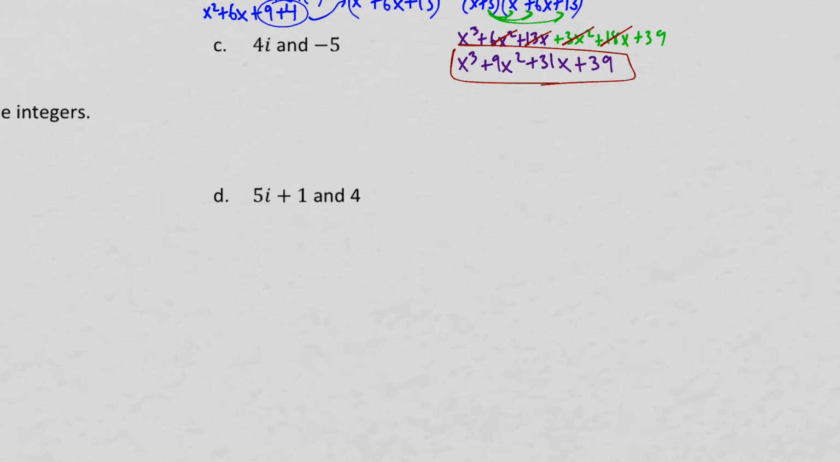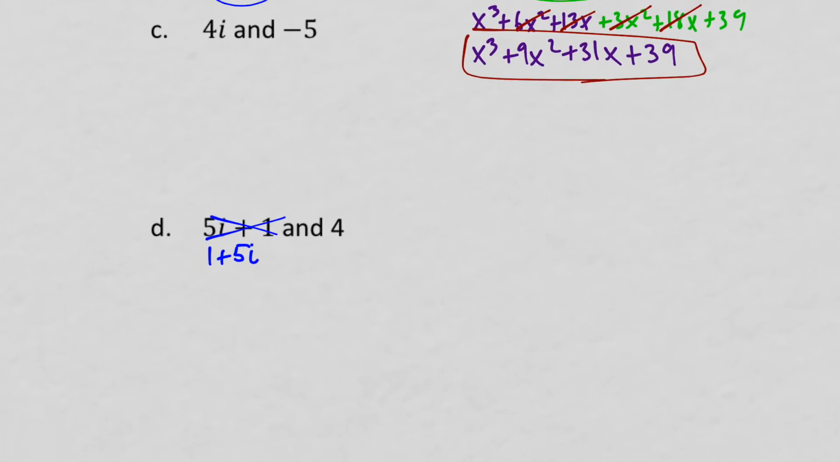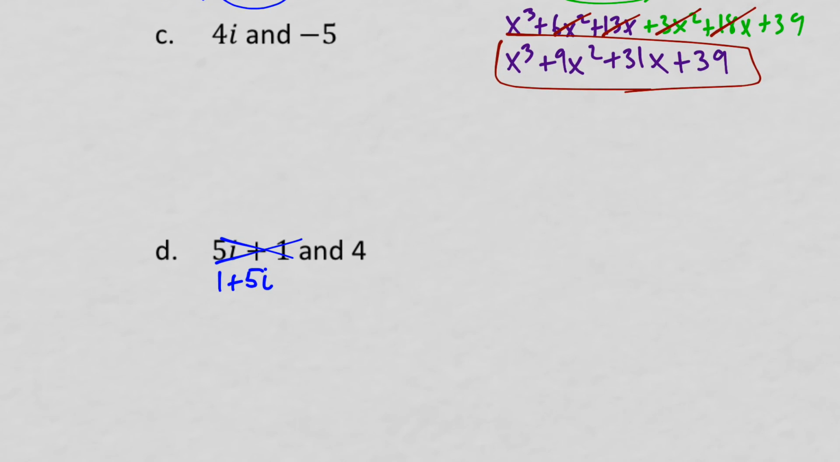Just a quick hint, in D, it's also backwards. You should not write it as 5i plus 1. You should write it as 1 plus 5i. And then you can find the conjugate of it. Alright, so go ahead, do C and D on your own, and come back and check your work. Go ahead and pause the video right now.